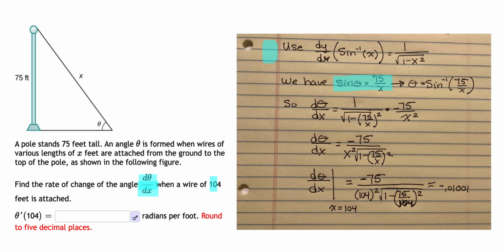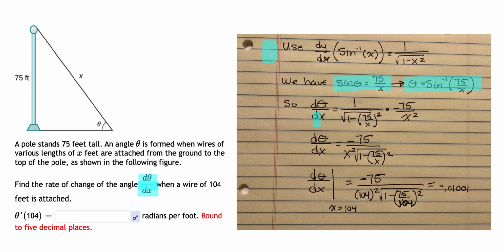Then I'm going to rewrite this equation, sine theta is equal to 75 over x, in terms of theta, so that I can find the derivative. When I rewrite the equation, I have theta, our angle, is equal to the inverse sine of 75 over x. So now I can use this formula up here for the derivative of the inverse of sine, and use that to find the derivative of theta.